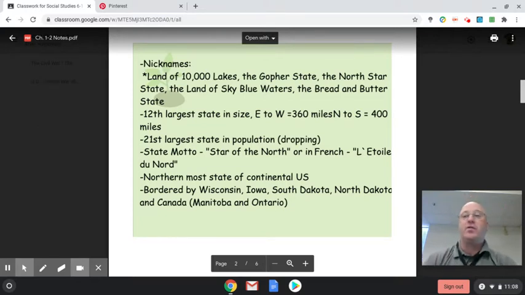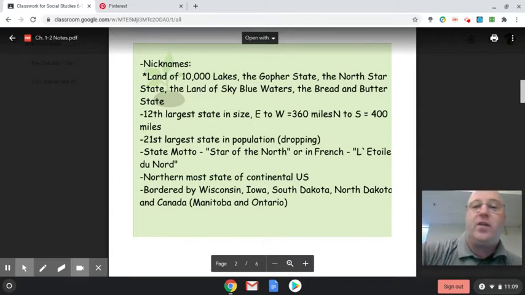We are known as the Gopher State because of all the farming and gophers in the southern part of the state. The North Star State because we are one of the most northern states in the country, other than Alaska, of course. The land of sky blue waters, referring to all of our lakes, things like that. And the bread and butter state, again, going to our farming and things like that.